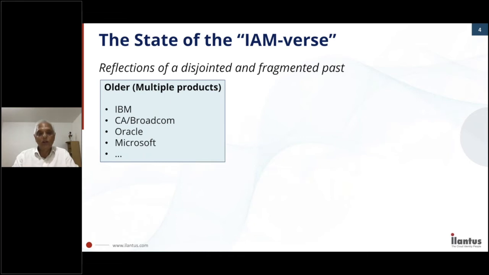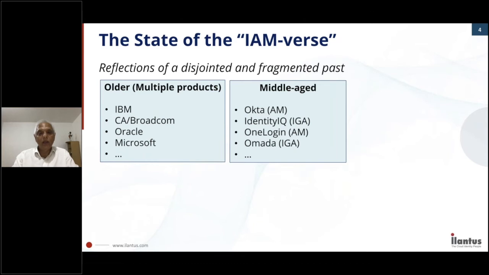You have the older generation products, which have multiple products, and these products have been brought under one umbrella from the outside, but inside they happen to be radically different technologies. And so they had their own set of complexity in how they have to be put together for the use of the customer. And then you've got the middle-aged companies, which are, I would say, about 7 to 10 years old.